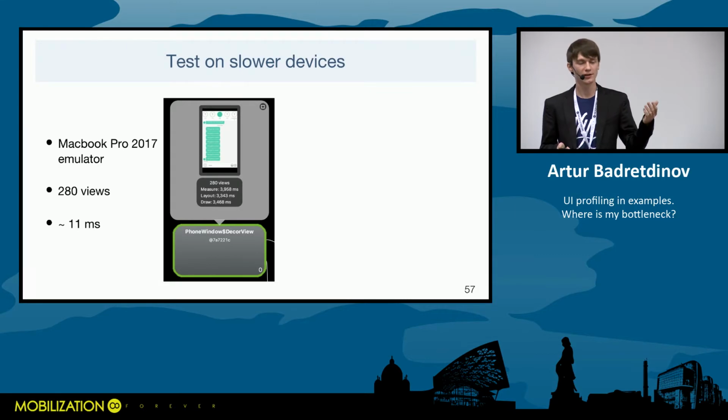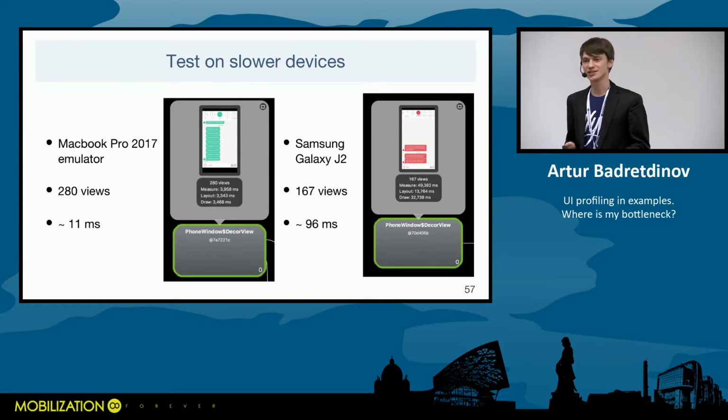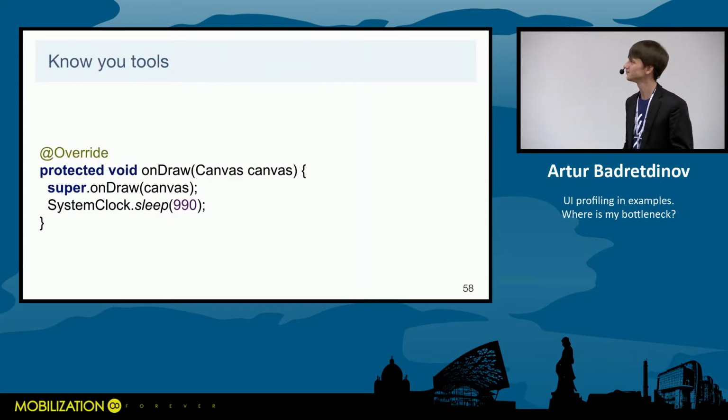And we have hundreds of thousands of users who use Samsung J2. It's a budget Samsung phone. And even the simpler screen was rendered in 100 milliseconds there. And then you understand that, OK, I need to buy this device, and I need to test on it if I want to get real results that my real users see.